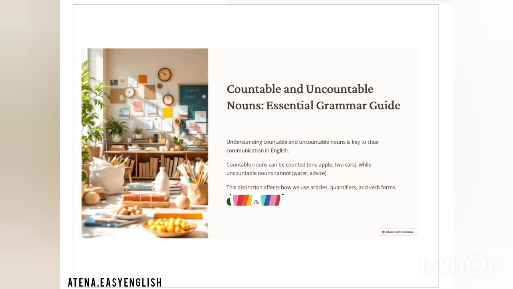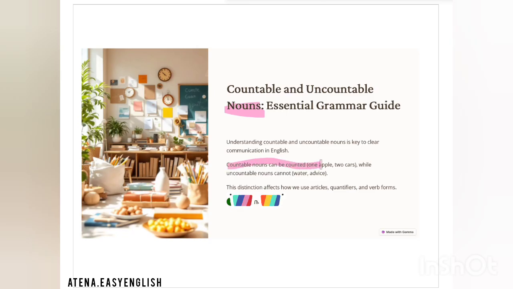Today we are going to talk about countable and uncountable nouns. So the main topic today is nouns. Understanding countable and uncountable nouns is key to clear communication in English.